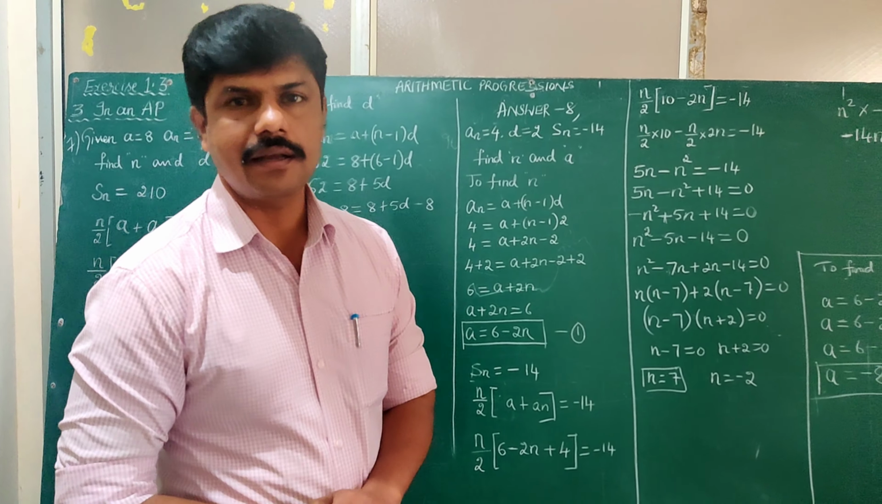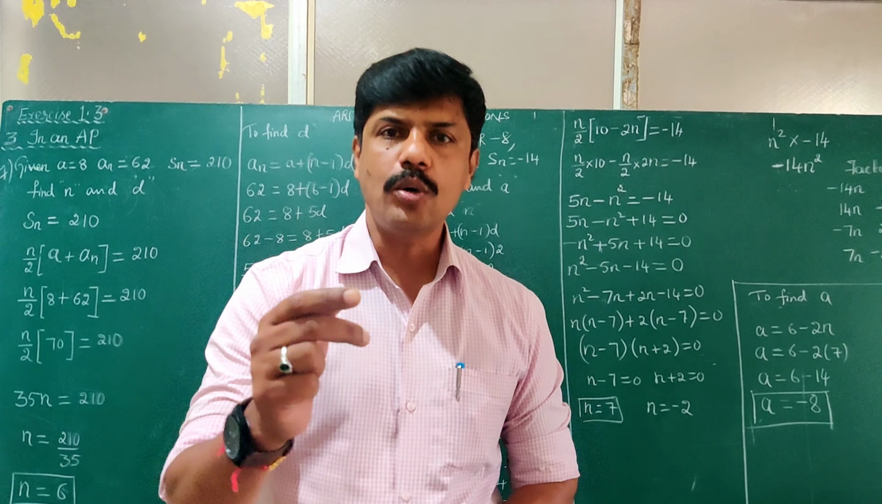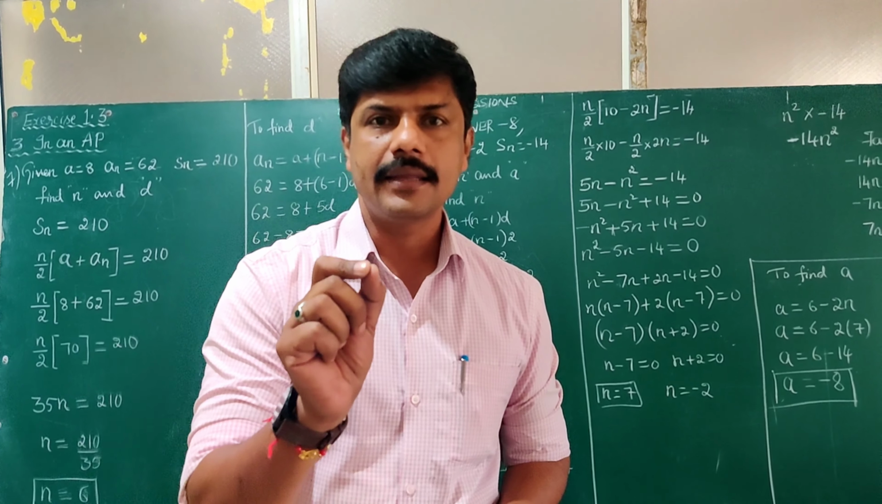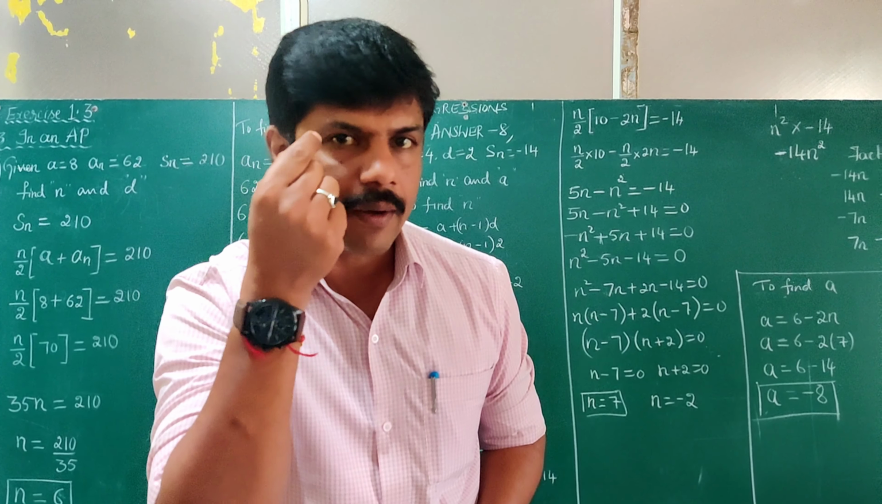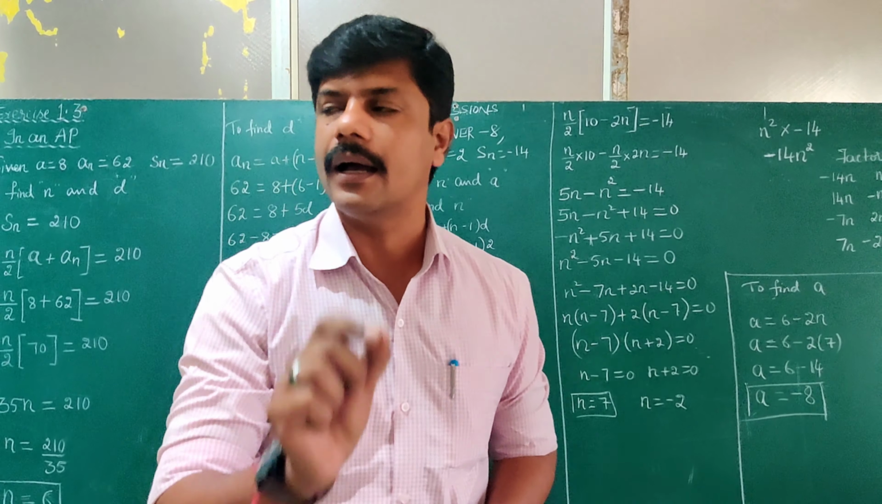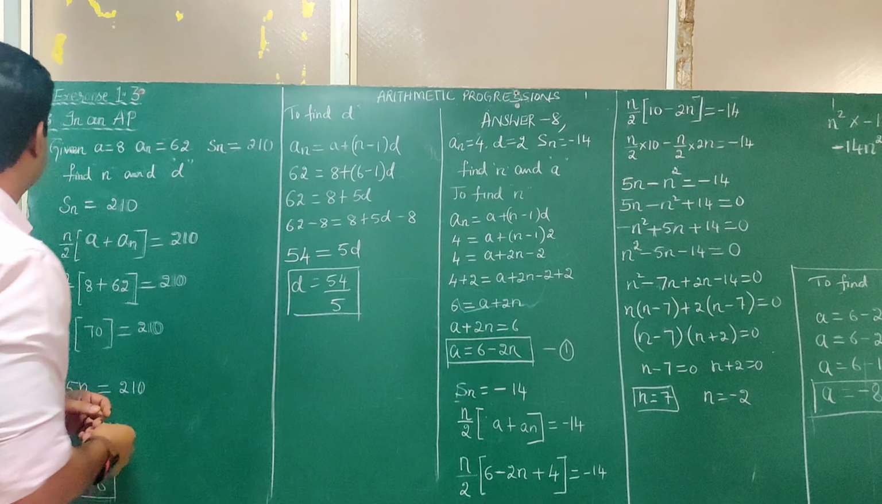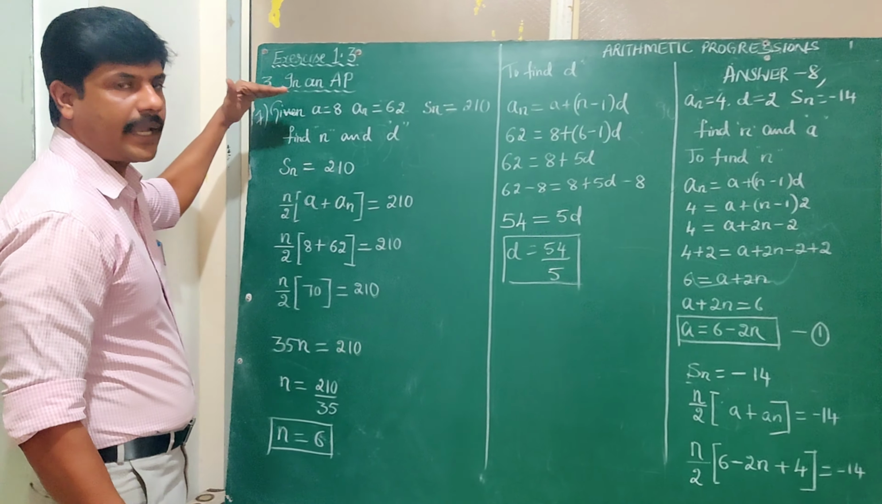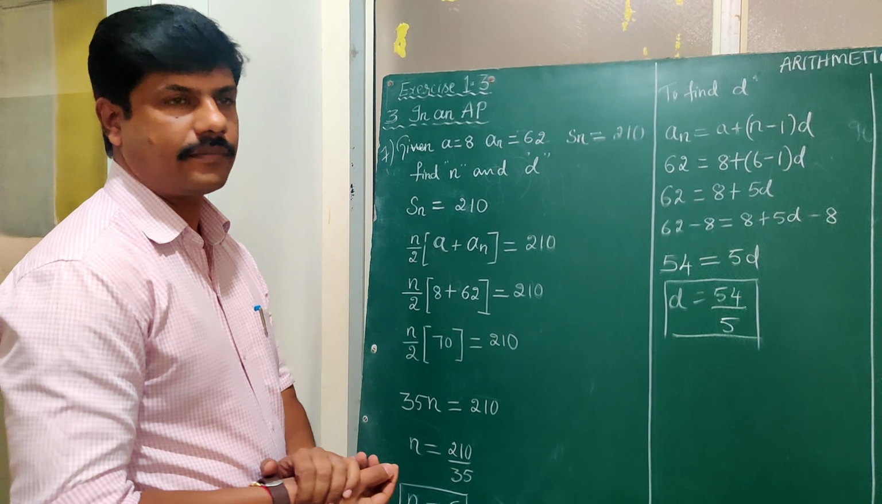Our eyes consist of three layers: outer sclera, middle choroid and inner retina. The outer white part of the eye, what you can see, is called the sclera. With this, we'll start exercise 1.3 of arithmetic progression, third main, 7th question.